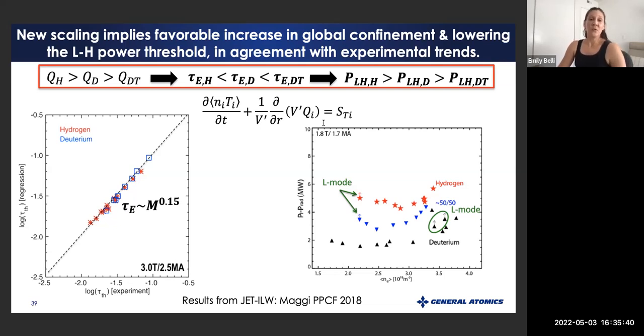Nevertheless, considering the important role that edge conditions play in plasma confinement, the favorable reversal in the turbulent isotope scaling of the flux from H to D to DT from the core to the edge shown in this work has implications for trending the theoretical prediction of the isotope scaling of the global energy confinement time toward agreement with experimental trends, and also for lowering the power threshold for the low to high confinement, or L to H mode, transition. Both of these are consistent with recent experimental observations, such as shown here for JET, comparing deuterium and hydrogen plasmas, where there's an increase in tau E and a decrease in P_LH.